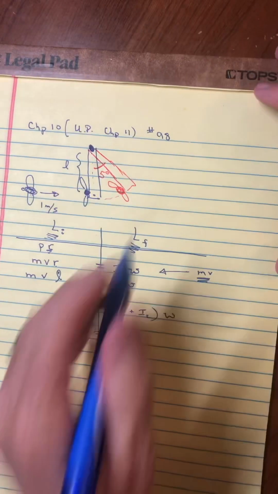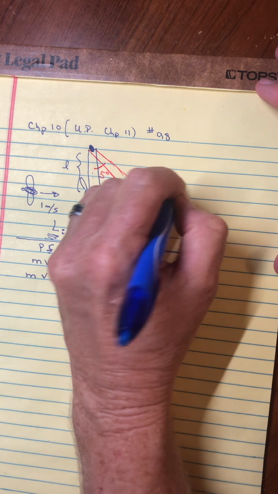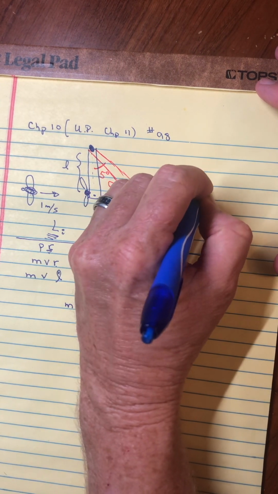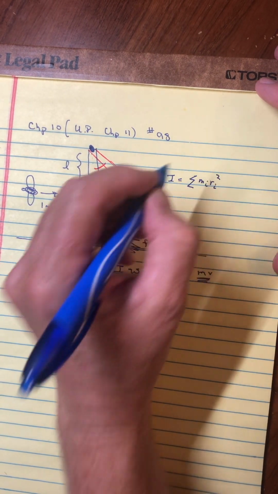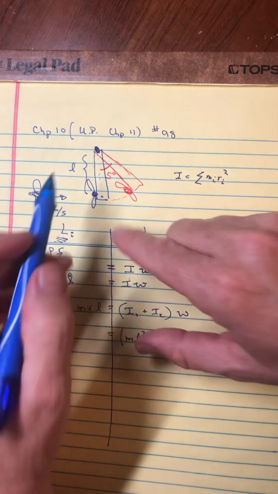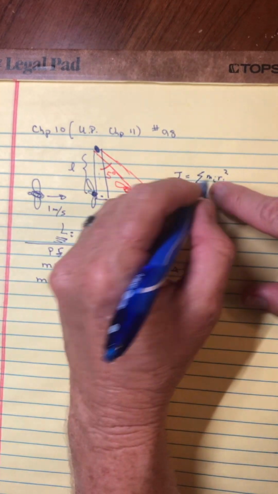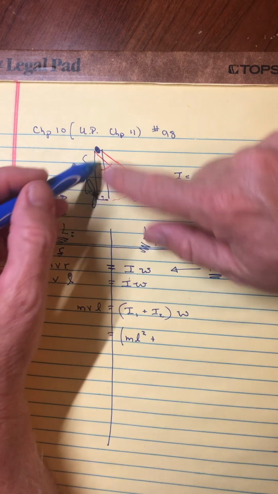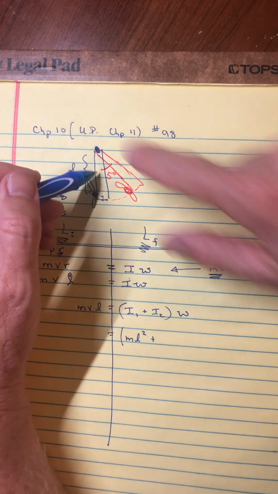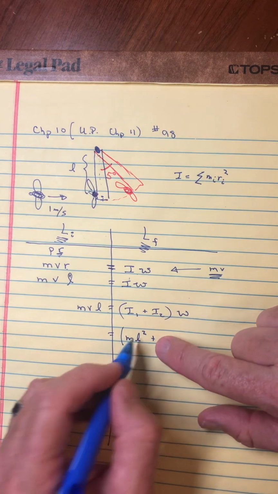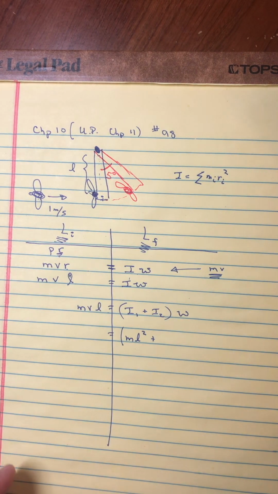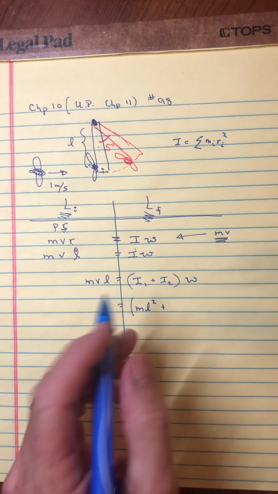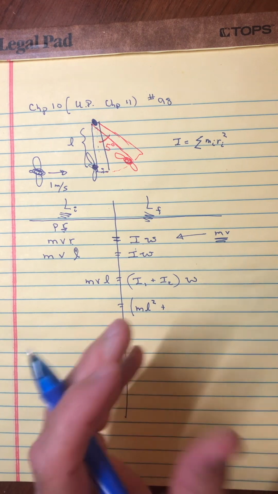If you remember, our moment of inertia is the summation of m_i r_i squared. And in this case, if you think of the bug as just one object, then it just has a mass of m, and the distance that it is rotating about is the length of the rod, and so that would be just m L squared. So this is the moment of inertia of just the bug.